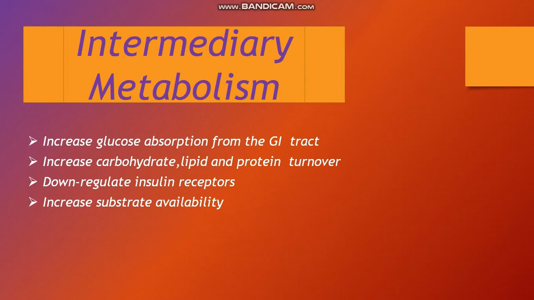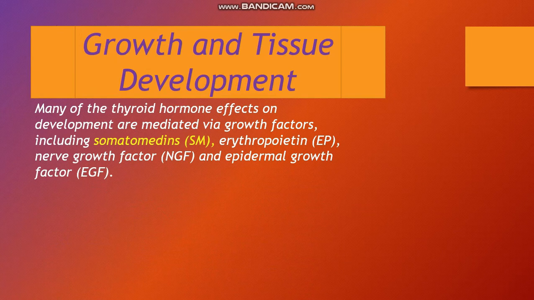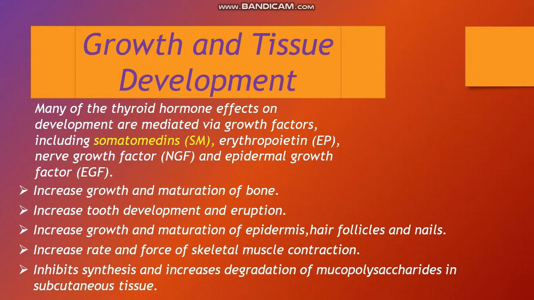Growth and tissue development: many of the thyroid hormone effects on development are mediated via growth factors, including somatomedins, erythropoietin, nerve growth factor, and epidermal growth factors. Increased growth and maturation of bone, increased tooth development and eruption, increased growth and maturation of the epidermis, hair follicles and nails, increased rate and force of skeletal muscle contraction, inhibited synthesis and increased degradation of mucopolysaccharides in subcutaneous tissue. You're looking here.